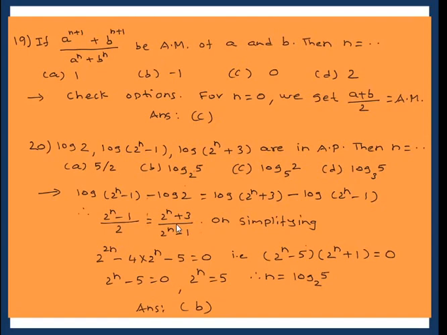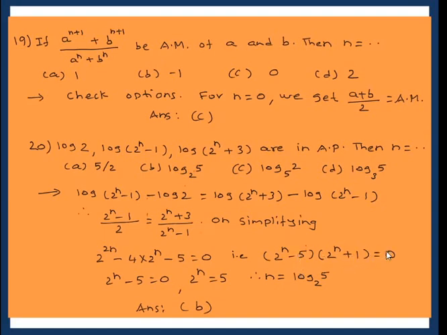So you get this. Again, I have omitted two steps. Cross multiply, rearrange the terms. So that is again very important to get this. Now 2 raised to 2n is what? Square of 2 raised to n. Remember. What are the factors? 2 raised to n minus 5, 2 raised to n plus 1.